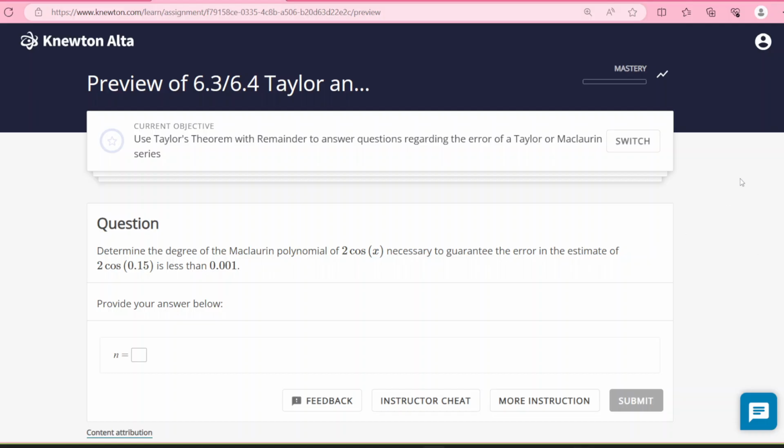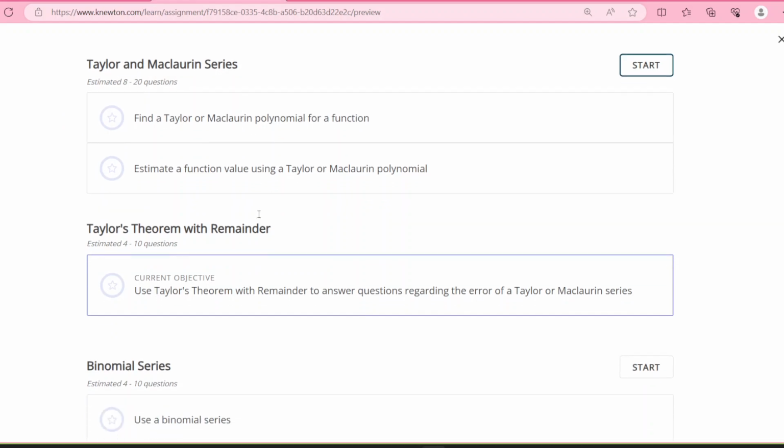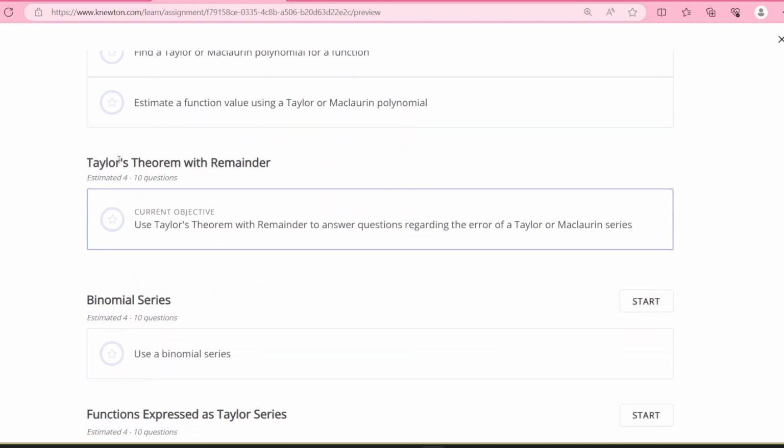All right, so here it is, Newton-Alta assignment page. In the upper left-hand corner, you'll see the title without the word preview. Upper right-hand corner, you'll see your mastery bar, which shows you how far along you've gotten. So again, I'm not going to be finishing the assignment in this video. I'm just doing part of it, which you can see in the activity log next to this. So I've already done a video on the Taylor and Maclaurin series objective. Today, I'm doing the video on the second heading, Taylor's Theorem with Remainder.